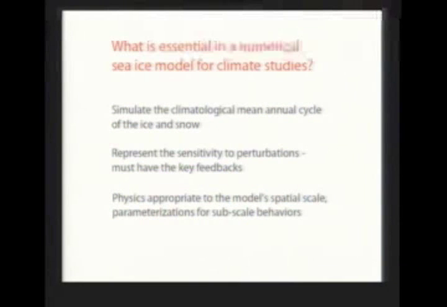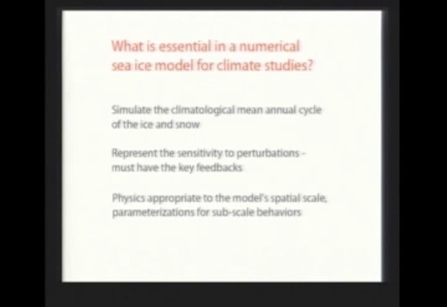So first, just a couple words about, and I've really suppressed the equations here, because it gets to be kind of involved. What is essential in a numerical sea ice model for climate studies? Well, you'd like to be able to simulate the climatological mean annual cycle of the ice and snow. You need to represent sensitivity to perturbations, must have the key feedback effects, such as an accurate representation of the ice albedo feedback. And particularly, this is one of the things that I'll really focus in on, you need to have physics that's appropriate to the model's spatial scale.